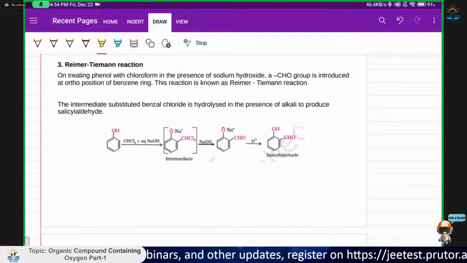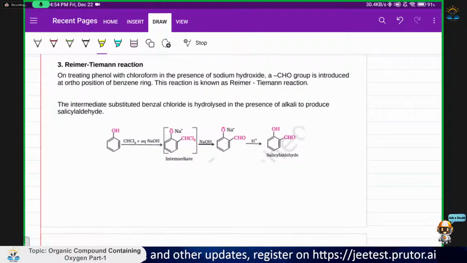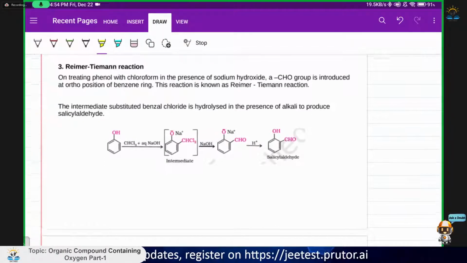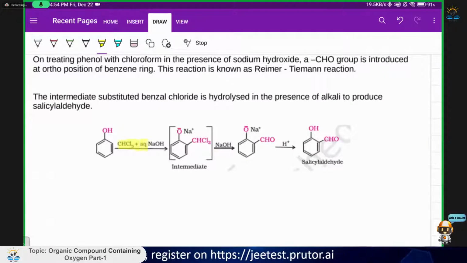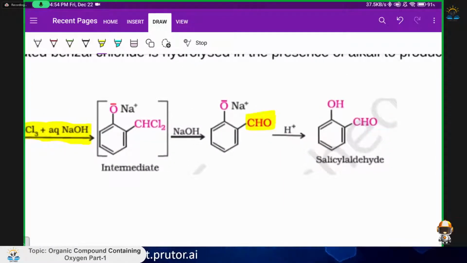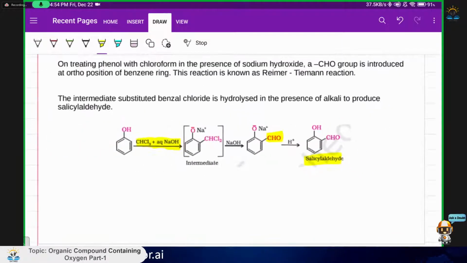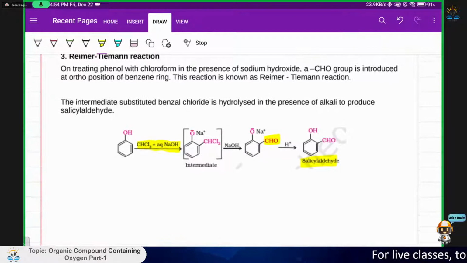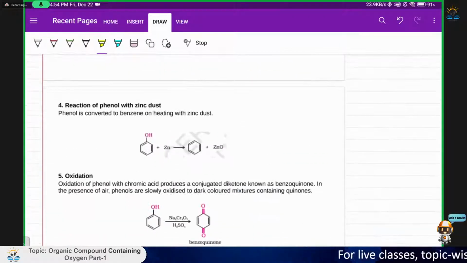Now the Reimer-Tiemann reaction. Treating phenol with chloroform in the presence of sodium hydroxide, a CHO group is introduced, and when we hydrolyze it, we get salicylaldehyde. The intermediate substituted benzyl chloride is hydrolyzed in the presence of alkali to produce salicylaldehyde. Already discussed that. Now reaction of phenol with zinc dust.